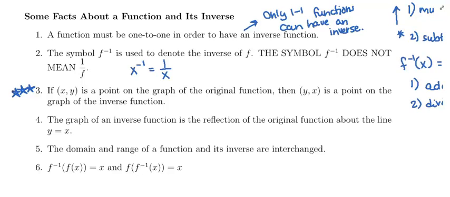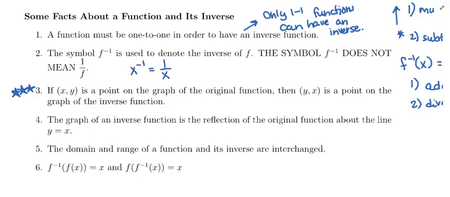Number 4, the graph of an inverse function is the reflection of the original function about the line y equals x. You will see this illustrated in the next few examples. If you graph your original function and then graph the inverse function on the same grid, they are going to be symmetric about the line y equals x. They are going to be mirror images of each other about this line y equals x.